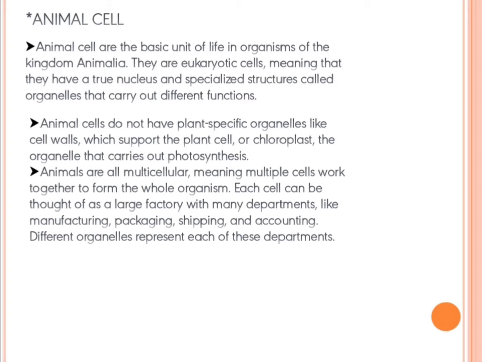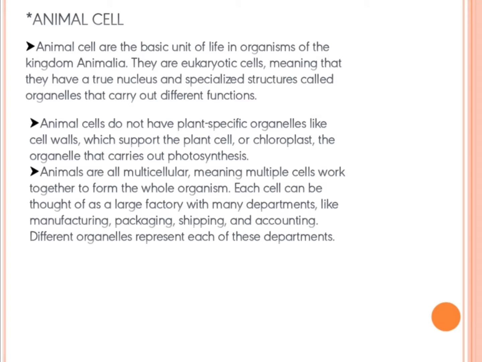They are eukaryotic cells, meaning that they have a true nucleus and specialized structures called organelles that carry out different functions. Animal cells do not have plant-specific organelles like cell walls, which support the plant cell, or chloroplasts, the organelles that carry out photosynthesis. Animals are all multicellular, meaning multiple cells work together to form the whole organism.